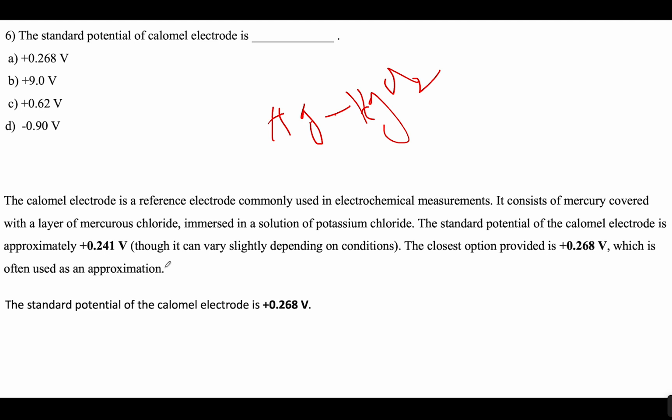So the calomel electrode is basically a type of reference electrode used in electrochemical measurement to establish a stable reference potential. It is basically made of mercurous chloride, that is Hg2Cl2, in contact with a solution of potassium chloride. It is usually represented as Hg, Hg2Cl2, KCl, so I will write that one.